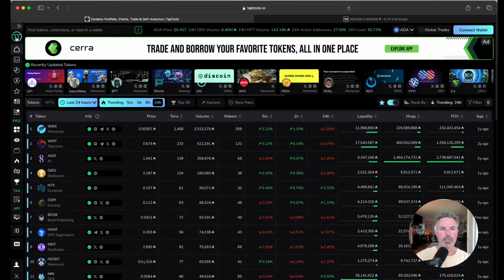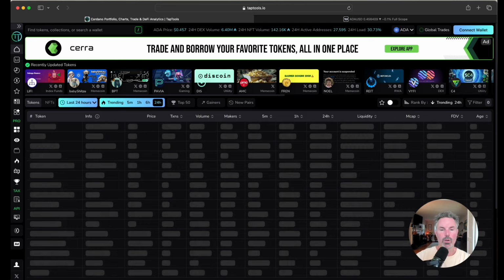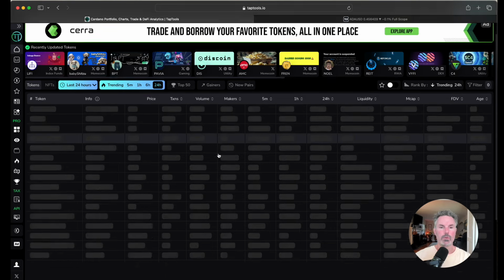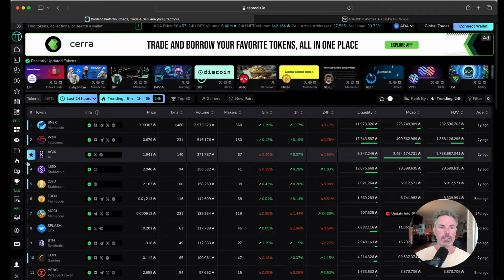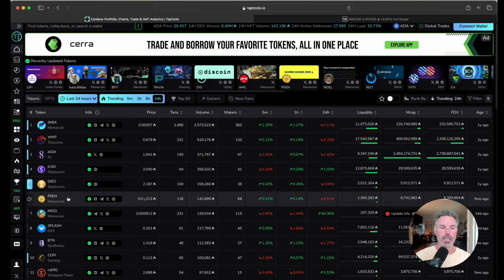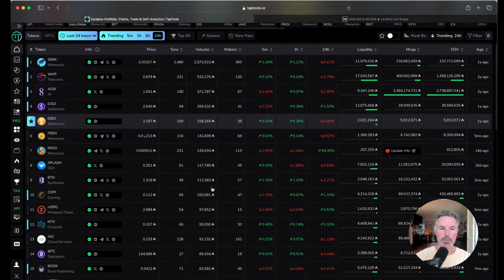If I click up here to the TapTools icon or home, it's just going to bring me to the home page where all of the tokens are listed. What we were just looking at is my watch list. Everything that you see with a blue icon next to it is what I have on my watch list. Tokens like this that don't have the blue are just not on my watch list. I'm constantly switching my watch list around for different purposes at different times.